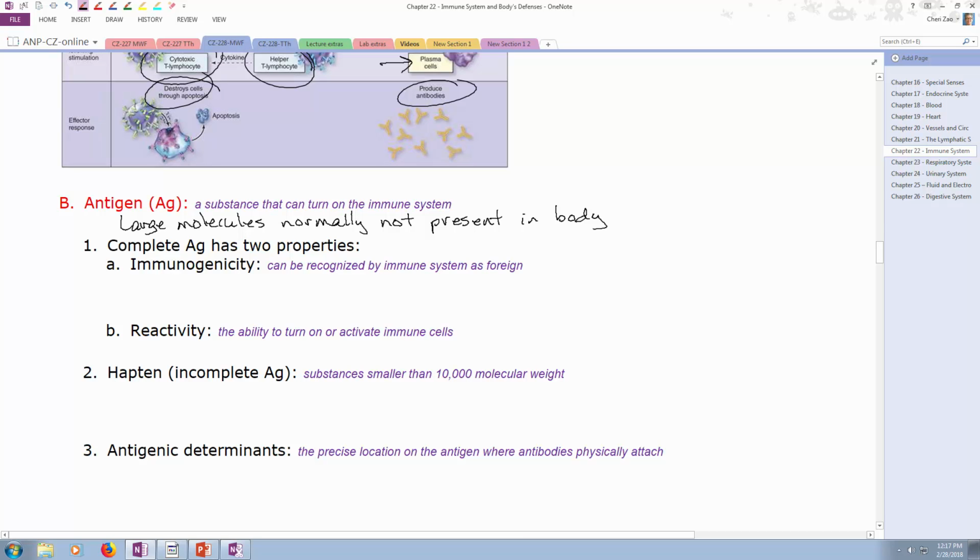In order for an antigen to work effectively for us to create a response, it has two properties here called immunogenicity and reactivity. And as we go through the notes, we'll understand immunogenicity and reactivity a little bit more. Immunogenicity, in our notes, is being recognized by the immune system as foreign. And our problem is some molecules are too small to be recognized.